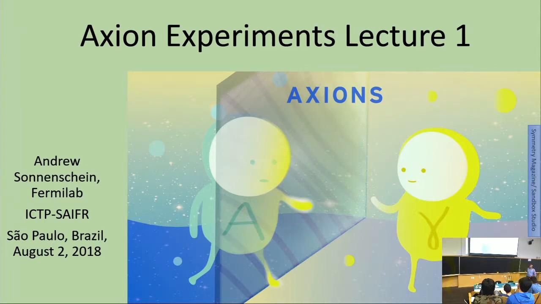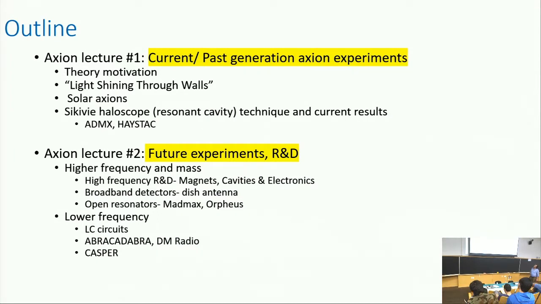I have two lectures on axion experiments, and roughly speaking, today I'm going to talk about the current generation of experiments and past generations of experiments, and then tomorrow I'll talk about next generation ideas and R&D and things that are just pipe dreams. Those are likely to be the things that you'll be working on eventually if you go into this field. But also, I have a little bit of a theory motivation.